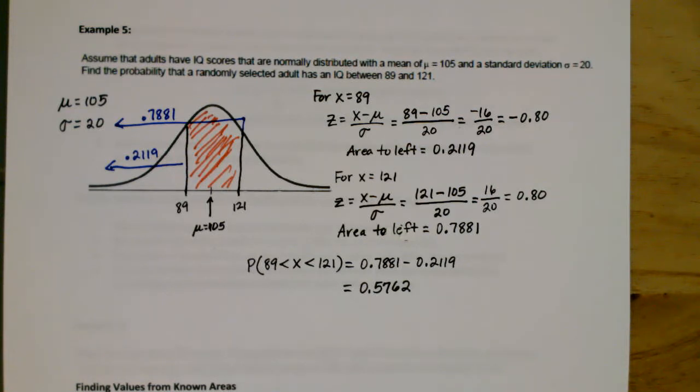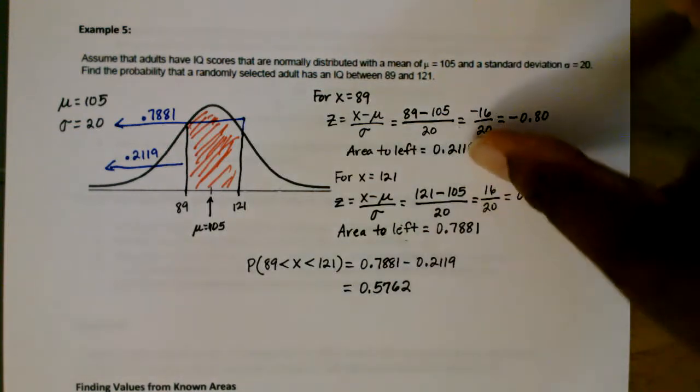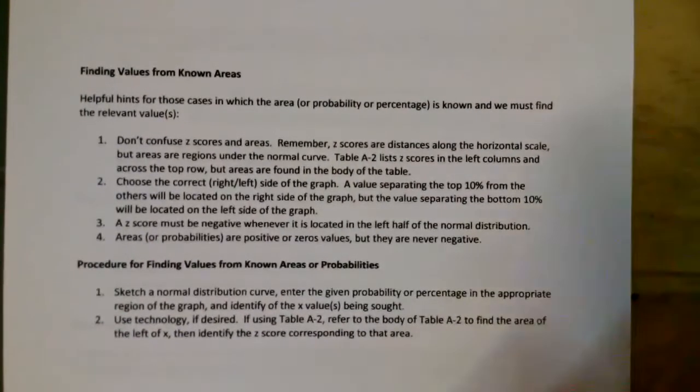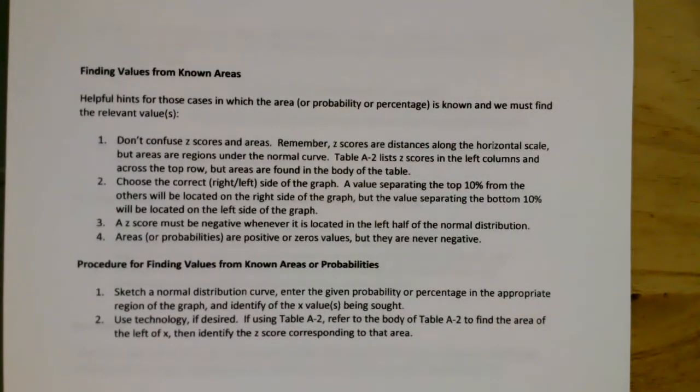So these examples that I just did dealt with where you have to convert your x values to a corresponding z value and use table A-2 to help you find your probabilities. Now we're going to go the other way around. Here we're going to find values from known z-scores and find values from known areas. So here's some helpful hints that may help when you're finding those relevant values.